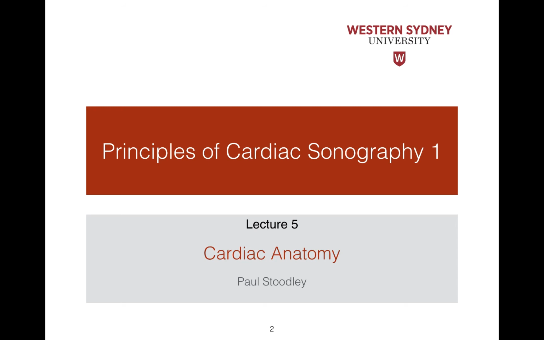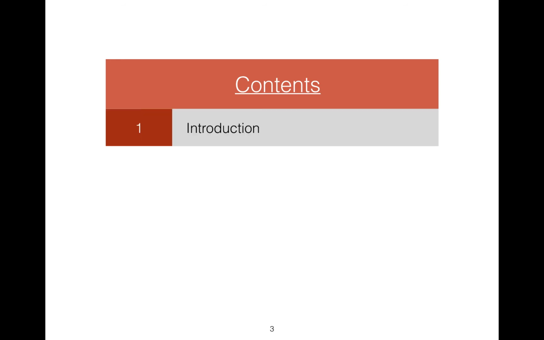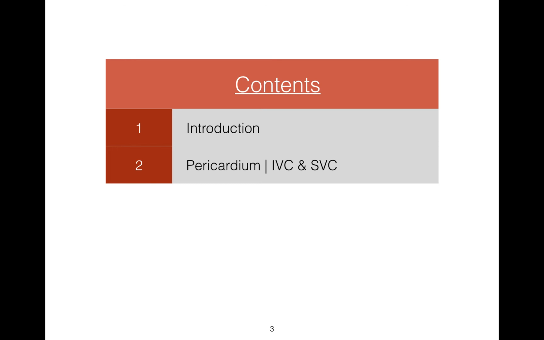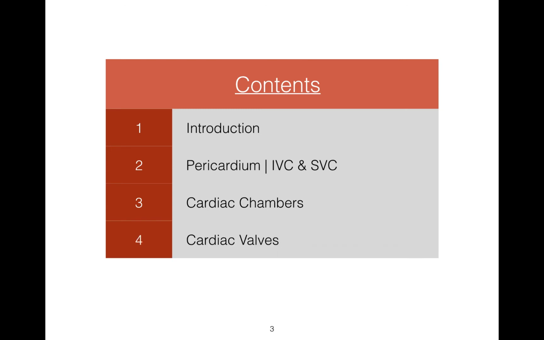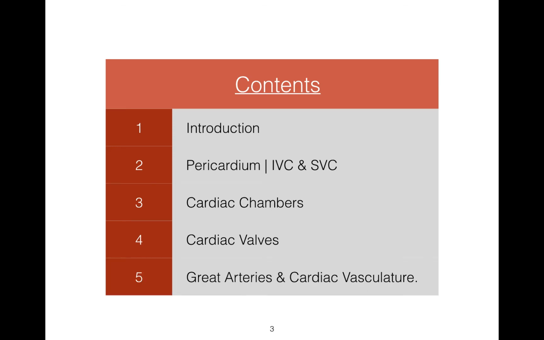Lecture 5 in the Principles of Cardiac Sonography 1 unit is Cardiac Anatomy. The contents of this lecture are: 1. An introduction, wherein the aims and learning outcomes of this lecture will be introduced. 2. Pericardium, inferior and superior vena cava. 3. Anatomy of the cardiac chambers. 4. Anatomy of the cardiac valves. And 5. The great arteries and cardiac vasculature.